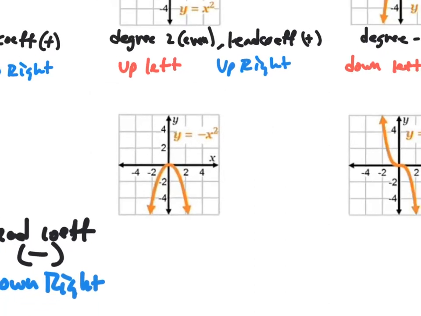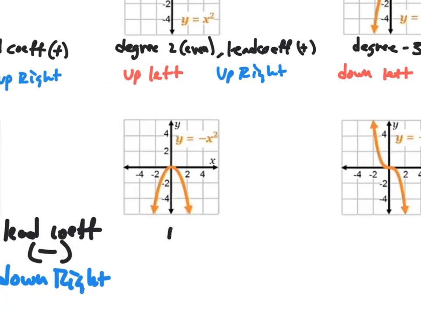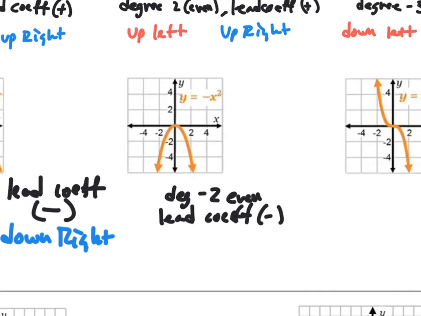All right, our degree is 2, which is even. Okay, our leading coefficient is negative. So then we go down to the left, down left, up right.